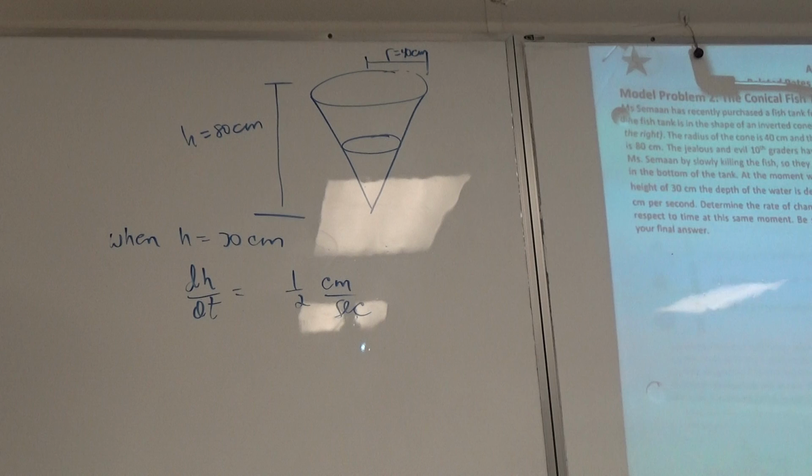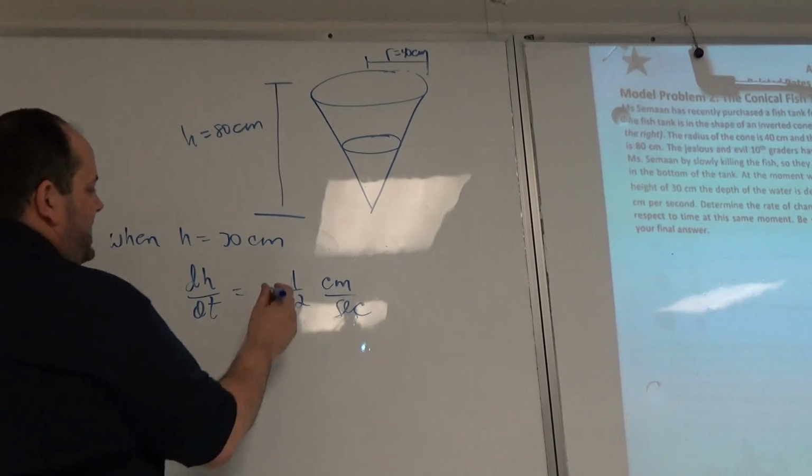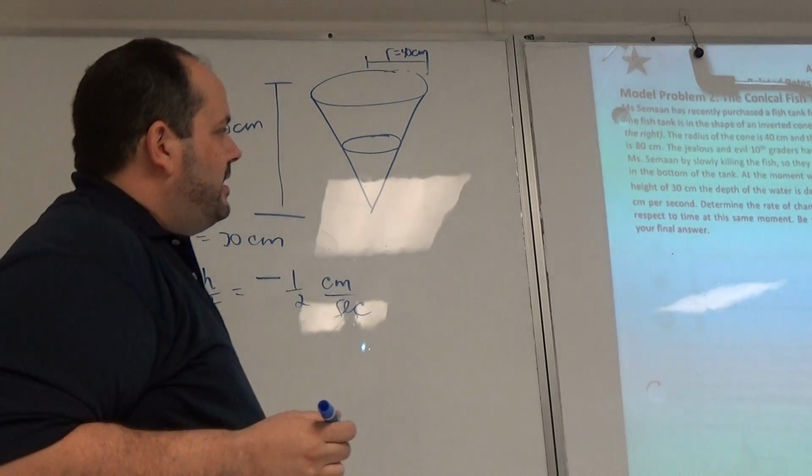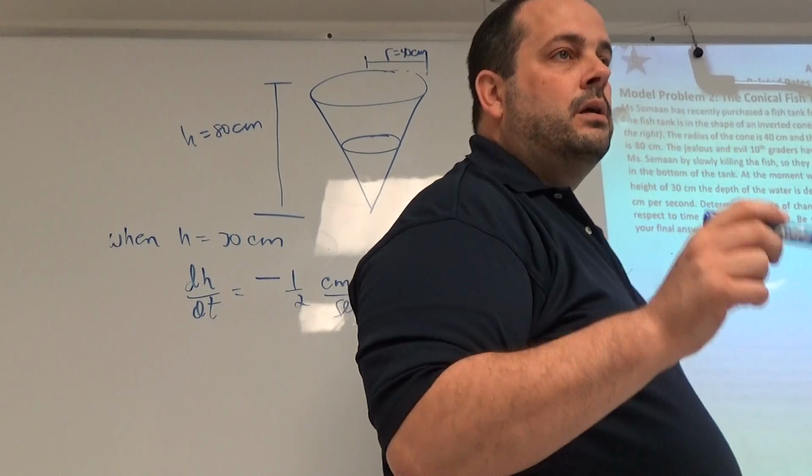Positive or negative? Negative. This is decreasing at a rate. Right? What's happened? They poked a hole in the bottom of the cone. The height decreases. So dH/dt has to be negative. Anything else that they told us?